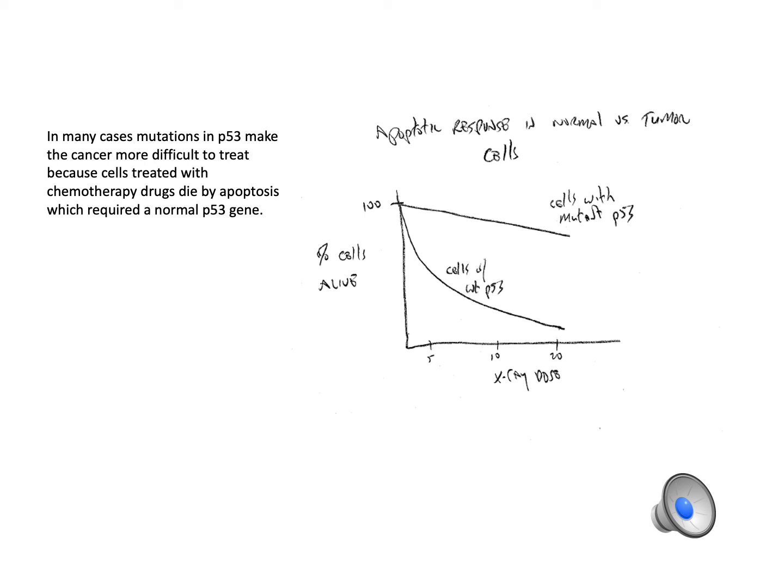Now, if p53 is defective, which it is in many cancers, then the cells do not undergo apoptosis because they depend on p53 to undergo that pathway. So the finding is that in many cases, tumors that have mutations in p53 are much harder to treat because they do not undergo the apoptotic response, which is the way that numerous chemotherapeutic agents eliminate the cells.